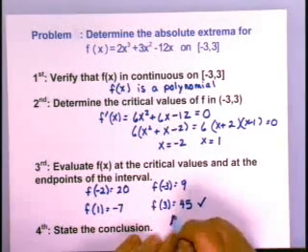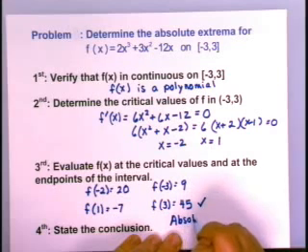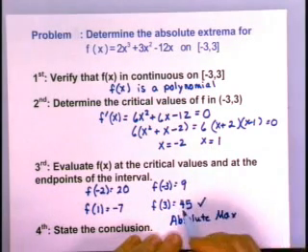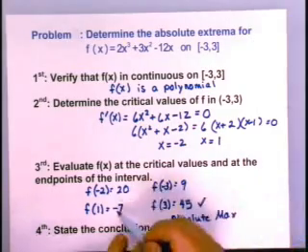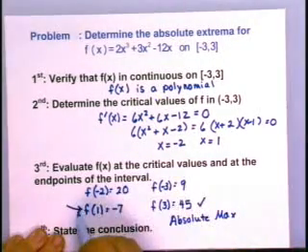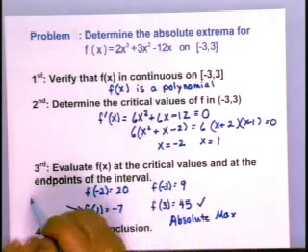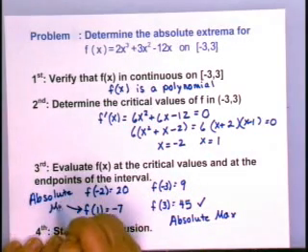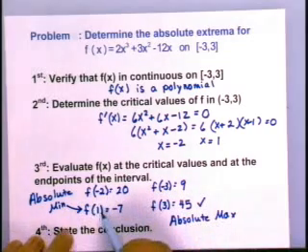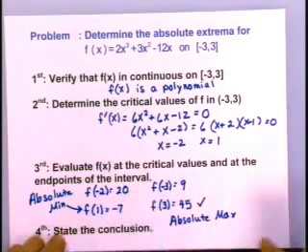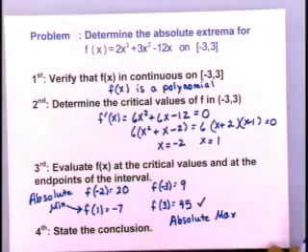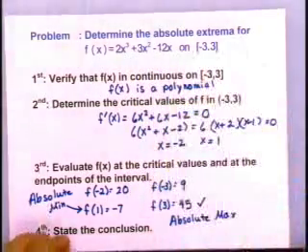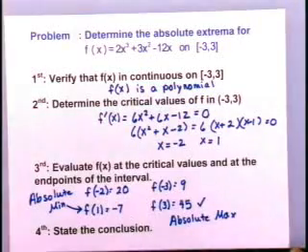So we would have an absolute maximum at x equal positive 3. And the minimum value is obtained at x equal 1. So we would have an absolute minimum at x equal 1. Let's confirm this by looking at the graph of this function, 2x cubed plus 3x squared minus 12x, on the interval from -3 to 3.